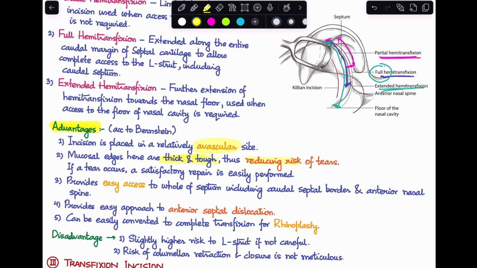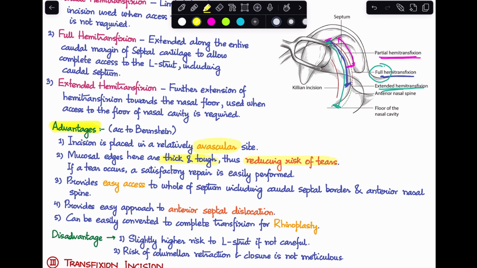Thus, it reduces the risk of any tear happening to the flap, the mucoperichondrial flap. And even if a mucoperichondrial flap tear happens, you can easily perform a good repair of the flap. So the mucosal edges are very thick and tough in this particular region.